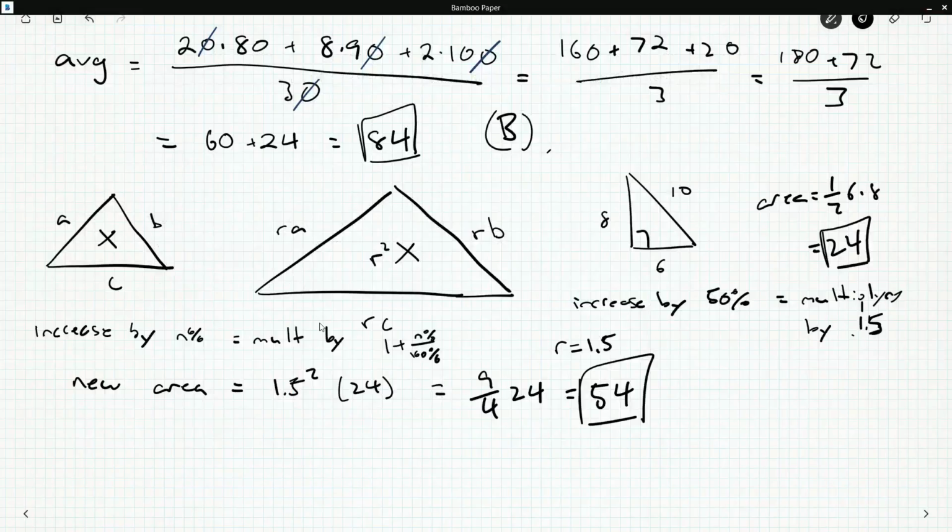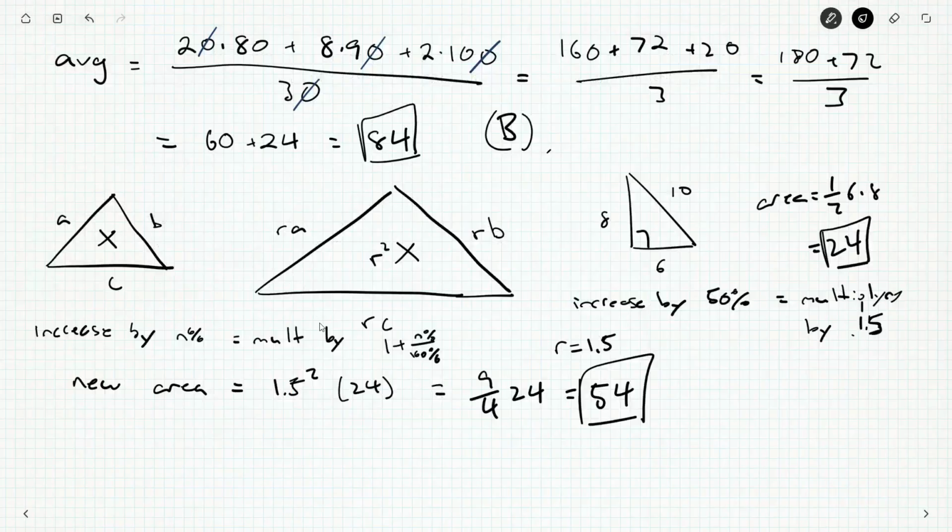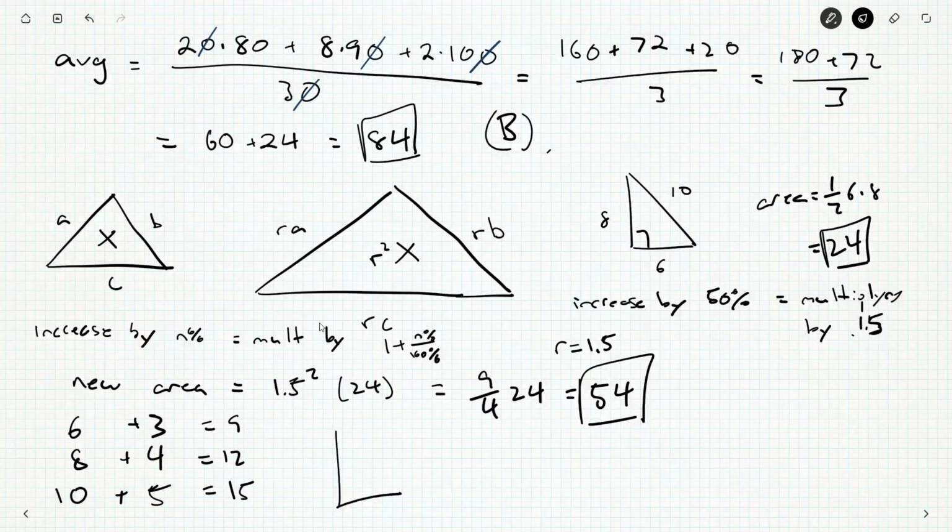It's not the only way to do it. Of course, we could have increased each of these by 50%. And you could, again, use the multiply by 1.5 trick. Or you could say, well, what's 50% of 60? Well, it's half of 60. What's 50% of 8? I said 60, didn't I? I meant 6. Half of 6 is 3. Half of 8 is 4. Half of 10 is 5. So we add these on, and we get new lengths, 9, 12, and 15. And we can work with this triangle right here.